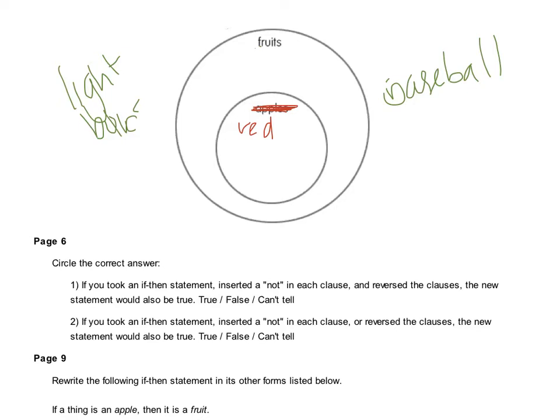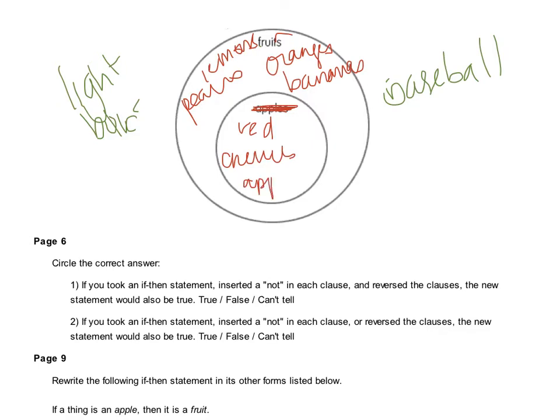So in our outside part, we would still have lemons, because they're not red, but they're fruits. We would still have pears, because again, they're not red, but they're fruits. We would still have oranges. And we would still have bananas. But on the inside part, we would also now have cherries, apples, and strawberries, because all of those are fruits and they are red.